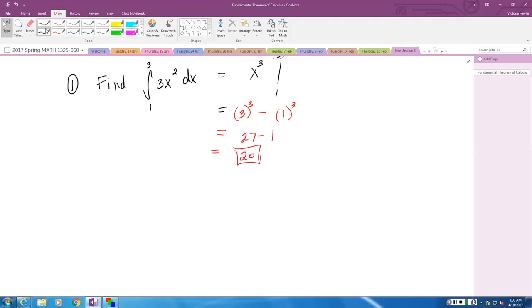Okay, we're going to, of course, make this a little bit more difficult, but before we can do that, let's talk about some properties of our definite integrals. So we are using the fundamental theorem of calculus. Let's see how we can use some properties. So properties of definite integrals.